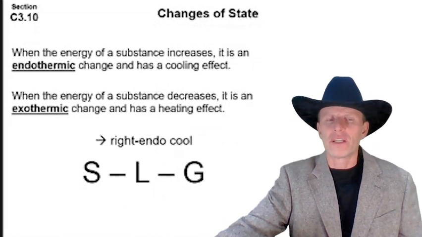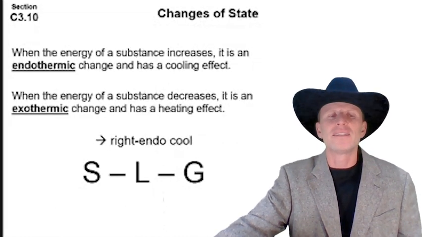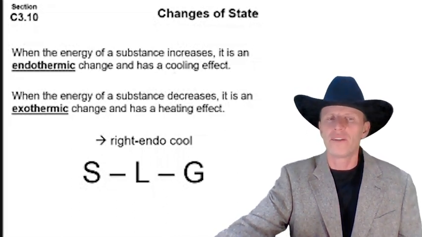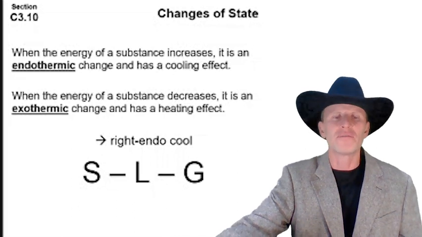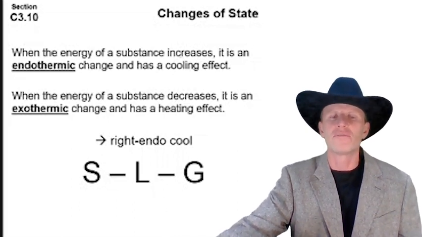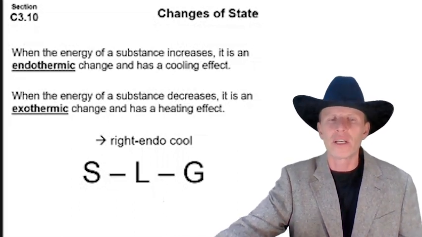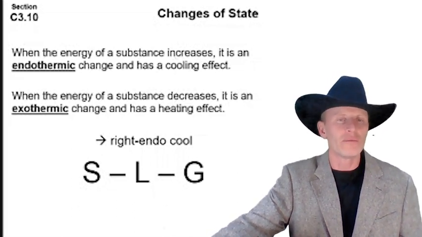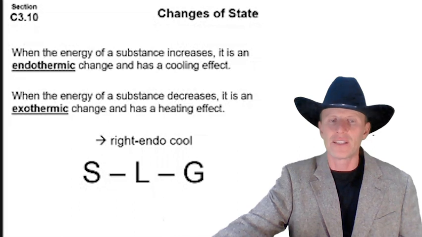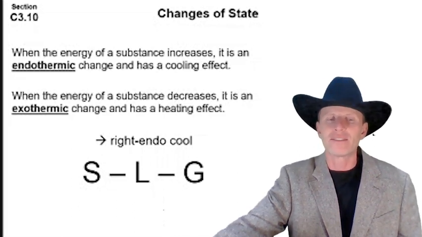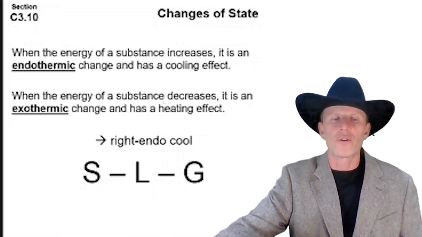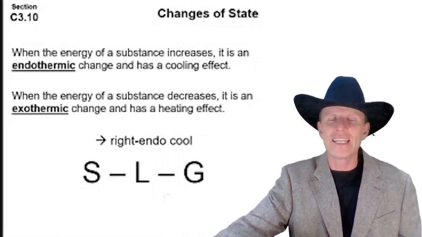When the energy of a substance increases, it is an endothermic change and has a cooling effect because it's taking energy from the environment. If it takes energy from the environment, it gets a little cooler. Now, looking at it in the other direction, when the energy of a substance decreases, like going from a gas to a solid, it is said to have an exothermic change and has a heating effect.